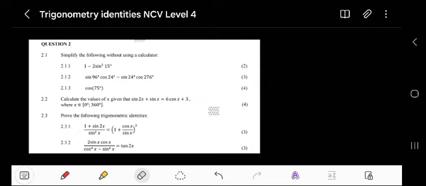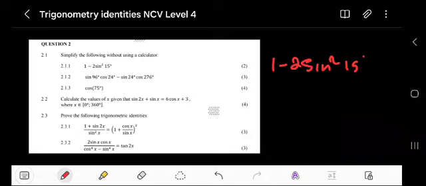We're given question 2.1: simplify the following without using a calculator. Okay guys, this is NCV level 4, so we're dealing with trigonometry. 2.2.1, we're given 1 minus 2 sine squared 15 degrees. That is what we have.